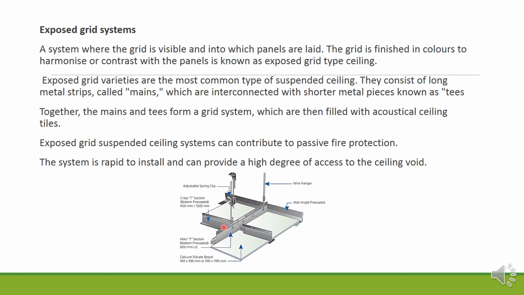Exposed grid varieties are the most common type of suspended ceiling. They consist of long metal strips called mains, which are interconnected with shorter metal pieces known as tees. The mains and tees form the grid system, which is then filled with acoustic ceiling tiles. Exposed grid suspended ceiling systems can contribute to passive fire protection. The system is rapid to install and can provide a high degree of access to the ceiling void.